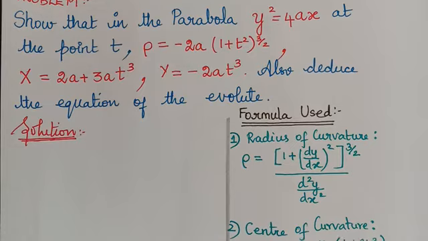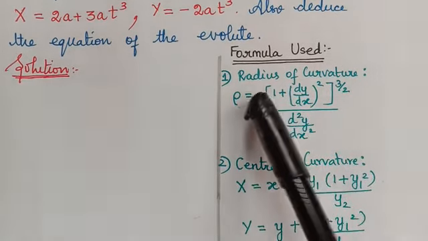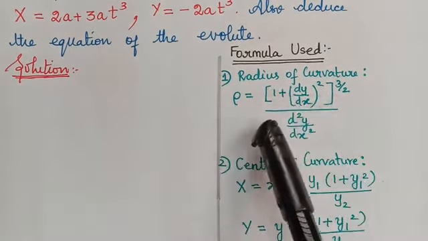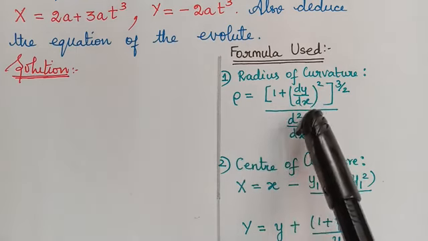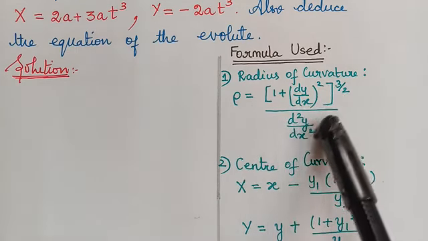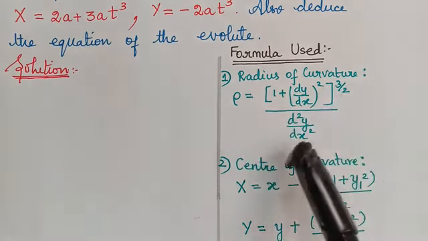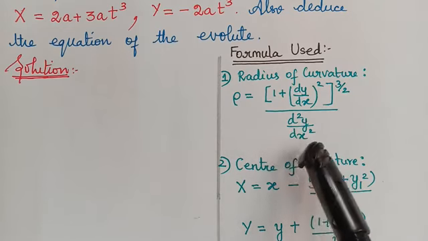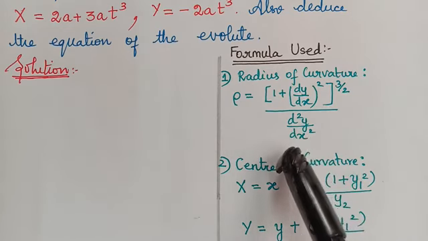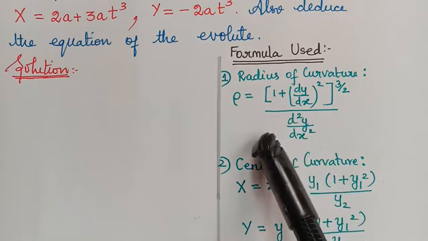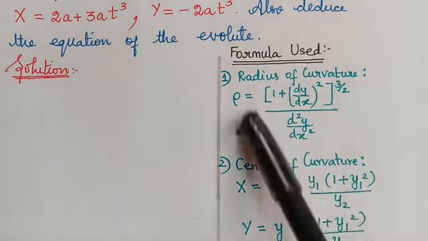So the formulas used: the formula for radius of curvature is rho is equal to (1 plus (dy by dx) squared) the whole to the power of 3 by 2 divided by d squared y by dx squared. We have already seen how to find the radius of curvature in our previous videos.